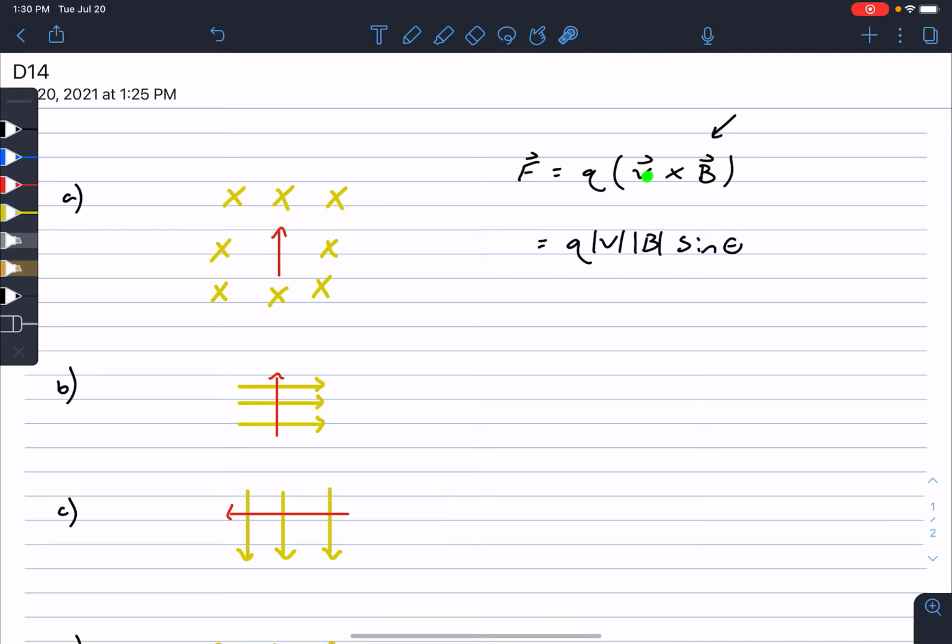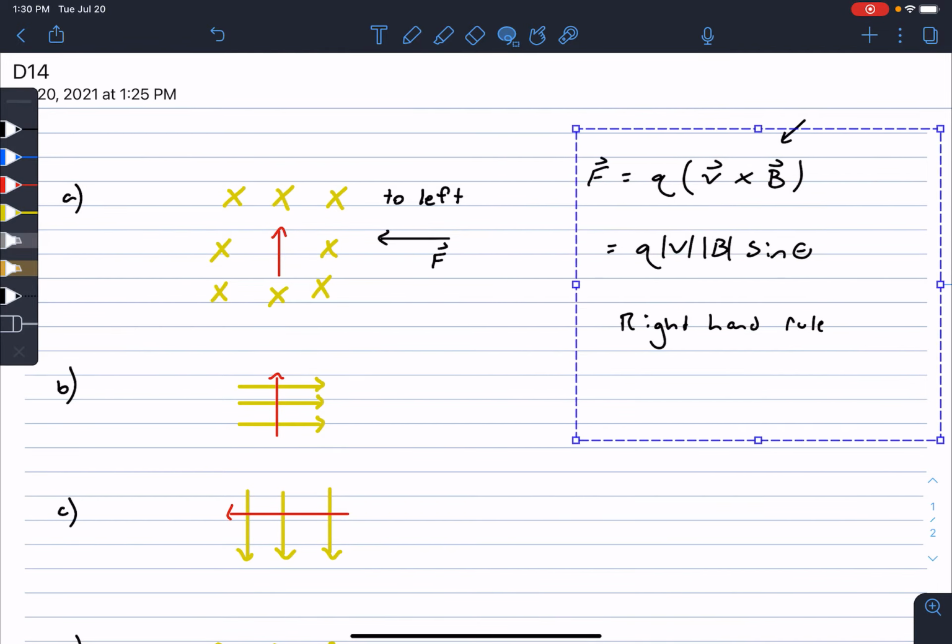So we have a velocity, we have a B field. Then we point our fingers of the right hand, remember this is the right hand rule, along the velocity. Then we find a way to curl our fingers towards the B field. So I'm going to be pointing my fingers straight along the page and then curl it into the page. That means that the force is moving to the left. Okay, next.